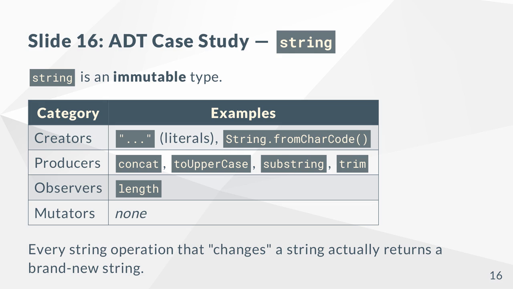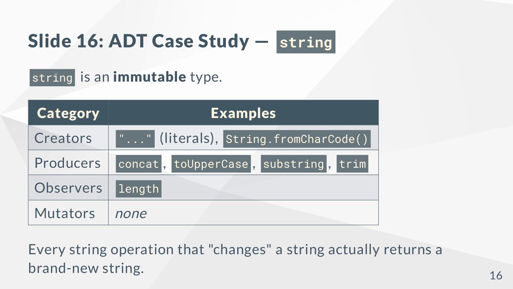The string type in TypeScript is immutable. Creators are string literals, anything in quotes. You can also use String.fromCharCode to create a string from character codes. Producers are operations like concat, toUpperCase, substring, and trim. They take existing strings and return new strings. Observers, really just length. It tells you how many characters are in the string. Mutators, none. Strings in TypeScript cannot be modified after creation.